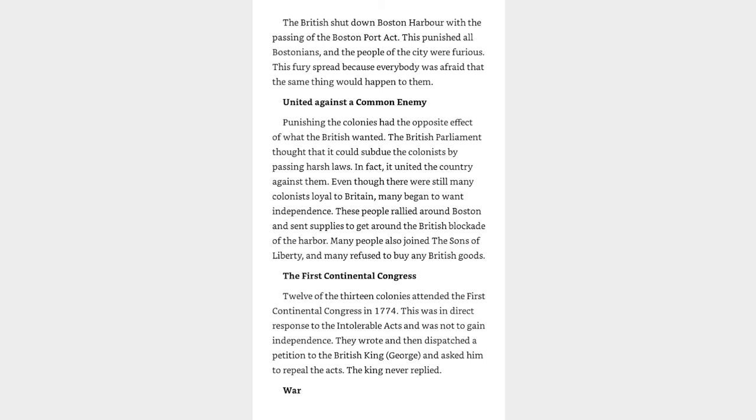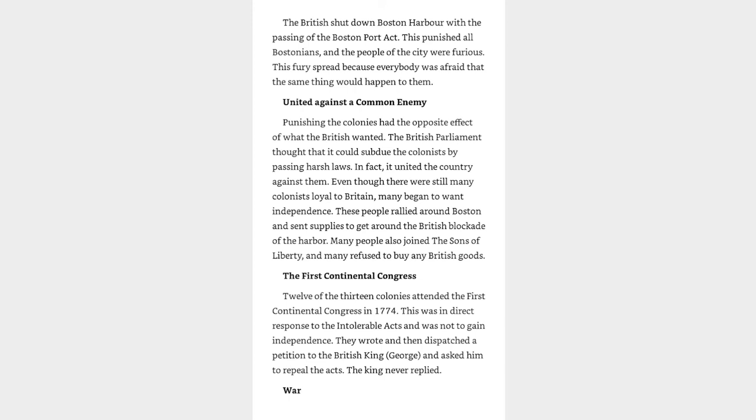Okay, second paragraph. United against a common enemy. Punishing the colonies had the opposite effect of what the British wanted. The British Parliament thought that it could subdue the colonists by passing harsh laws. In fact, it united the country against them. Even though there were still many colonists loyal to Britain, many began to want independence. These people rallied around Boston and sent supplies to get around the British blockade.